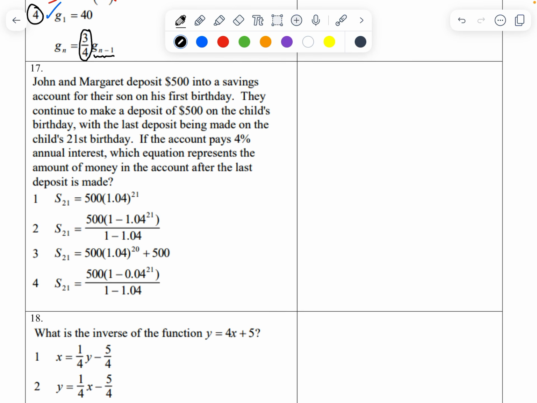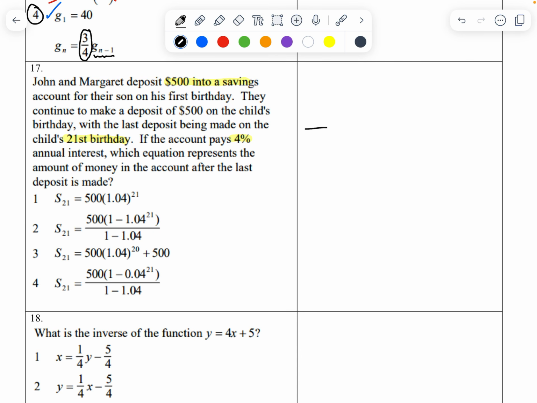All right, 17. John and Margaret deposit $500 into a savings account for their son on his first birthday. They continue to make a deposit of $500 on their child's birthday, with the last deposit being made on the child's 21st birthday. If the account pays 4% annual interest, which equation represents the amount of money in the account after the last deposit is made?